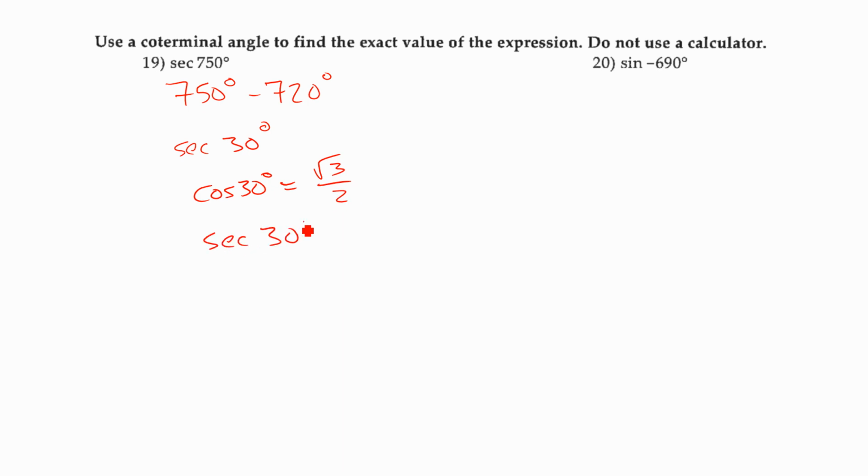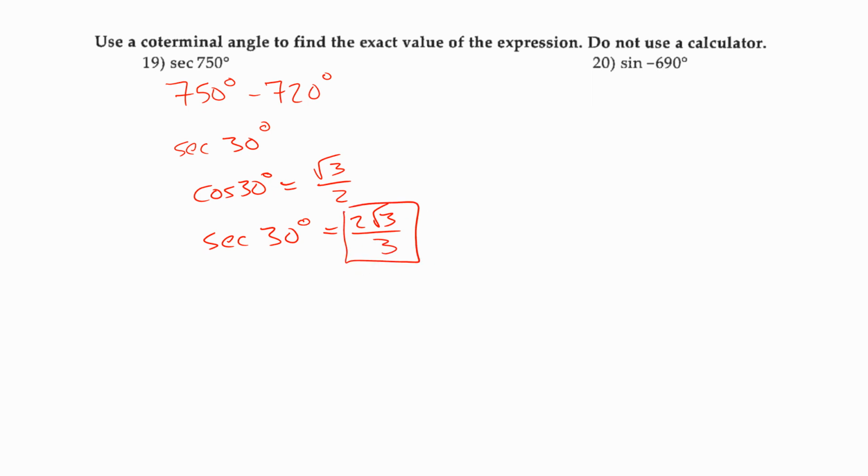Okay, use a coterminal angle to find the exact value of the expression. So 750. 750 is not something that's on our table, but if we took away 2 full circles, we'd end up with 30 degrees. So we're finding the secant of 30 degrees. Secant is the flip of cosine. The cosine of 30 degrees is equal to rad 3 over 2. So the secant of 30, and this is on our table, should be 2 rad 3 over 3.